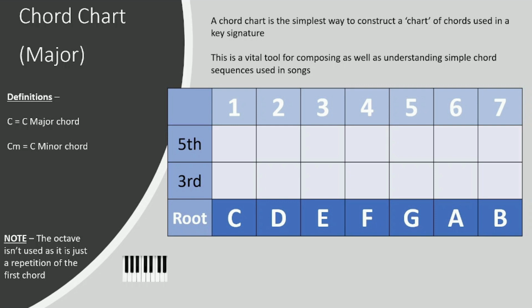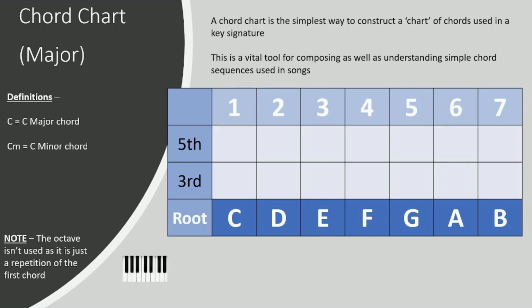Then we have a row for the third notes of each chord and the fifth notes. These are talking about degrees of the scale starting from the root note. Now, let's not get too far ahead of ourselves. Don't worry if what I just said doesn't make sense. We're going to start from the ground up now. We're going to start from the roots up.